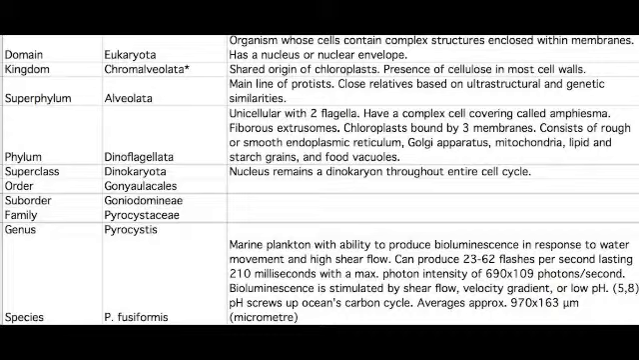Pyrocystis fusiformis is a marine plankton with the ability to produce bioluminescence in response to water movement and high shear flow. It can produce up to 62 light flashes every second. Each flash lasts about 210 milliseconds. These flashes have a photon intensity of up to 690 by 10^9 photons per second. The bioluminescence is stimulated by shear flow, velocity gradient, or low pH in the 5 to 8 range. The average organism is approximately 970 by 163 micrometers.